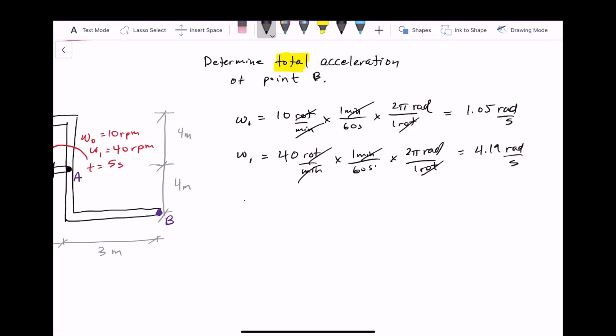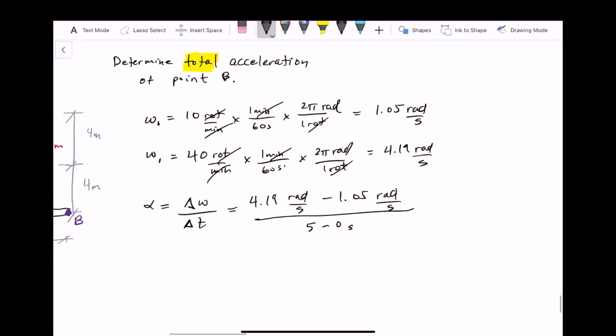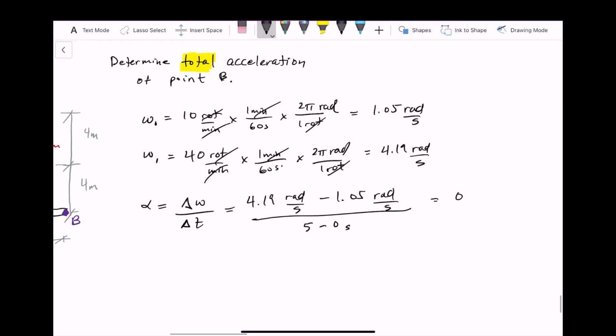Okay, so from there, we can calculate an angular acceleration by using the equation delta omega over delta t. So that's 4.19 rads per second minus 1.05 rads per second, over the final time minus the initial time, which is 5 minus 0 seconds, gives us 0.63 rads per second squared.